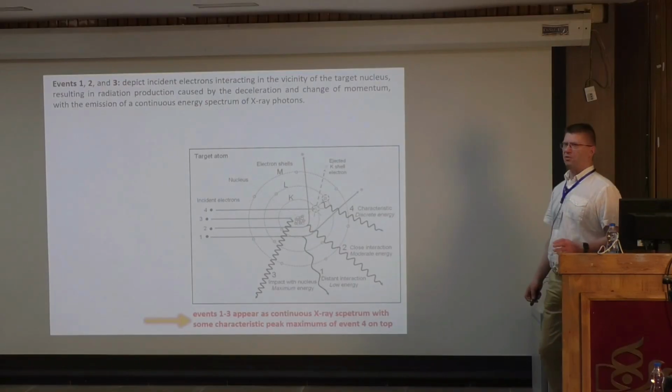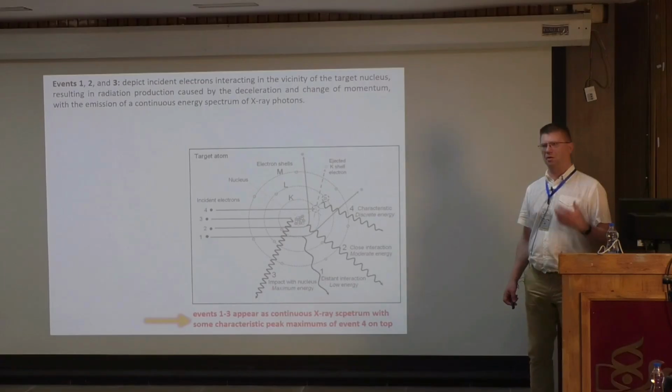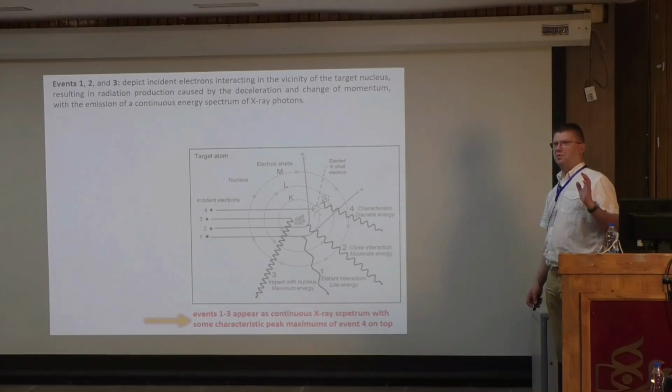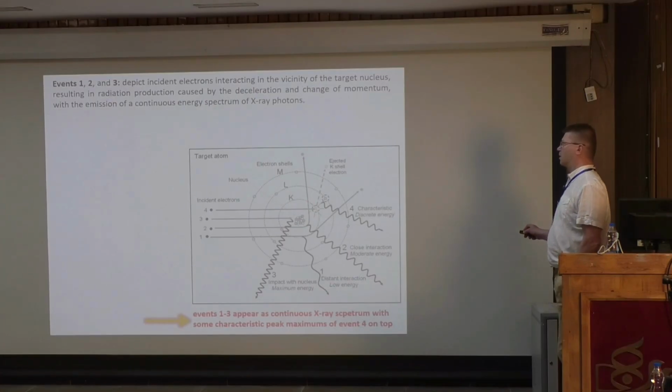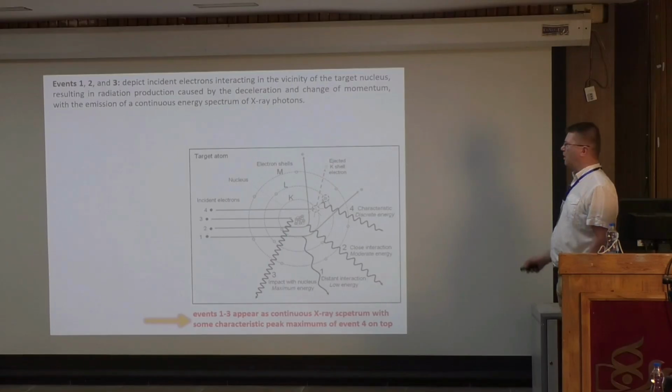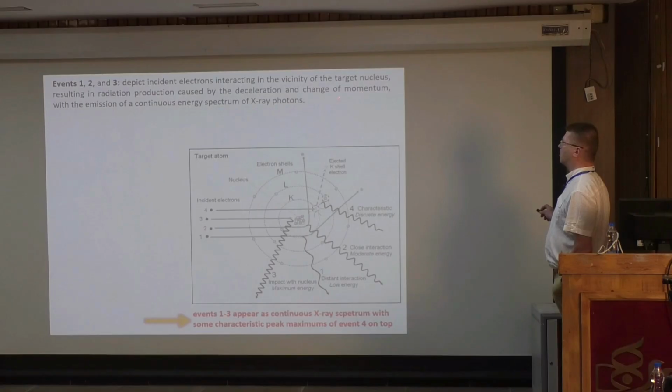And now, how are the X-rays created? Regardless of the material we have, they are always created in the same way. So we have our atomic nucleus, and the atomic nucleus has electrons in the K, L, and M shells. And what we do, we shoot electrons into the atom. Now when the electron comes, it can do several things. So events 1, 2, and 3 interact with the vicinity of the nucleus, resulting in radiation, and so on. These things are not okay for us.